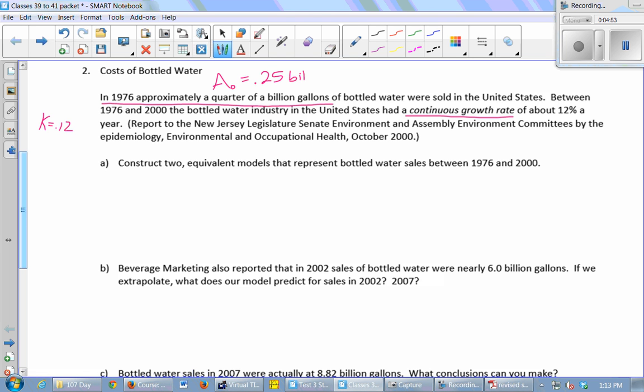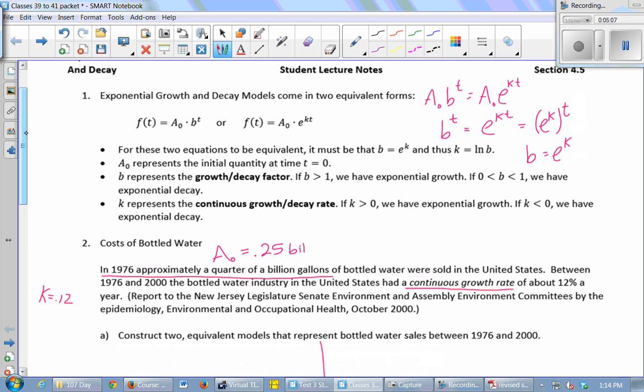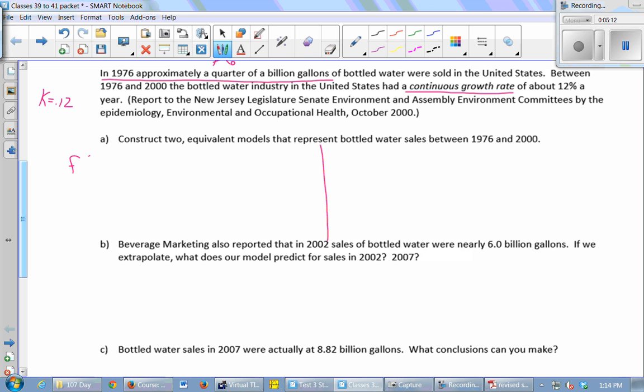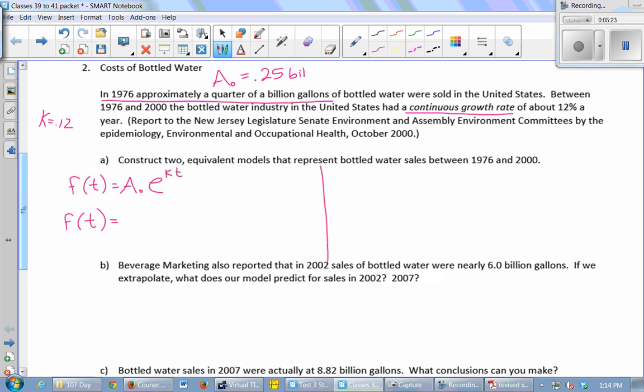I want to write two equivalent models that both represent bottled water sales between 76 and 2000. Because I'm given the K, I'm going to use the model that has K in it first. It would be the easiest one to write. So F of T equals A naught e to the KT. So F of T equals A naught, which is 1/4 of a billion, so 0.25, e to the K, which is 0.12 T. So there's one model.